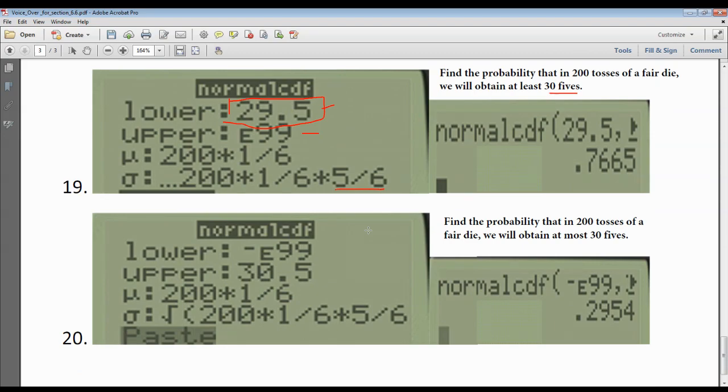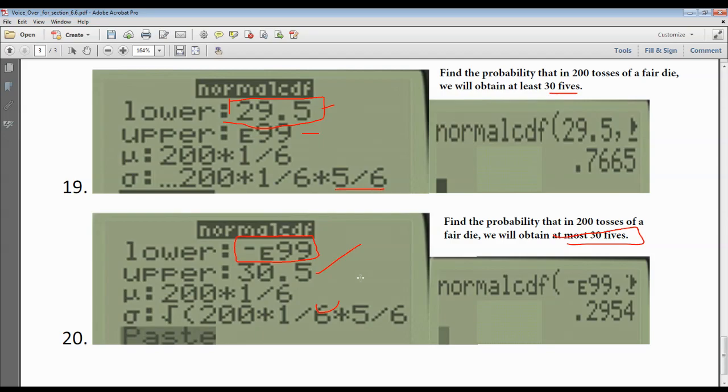And number 20, find a probability. Here again, we're tossing a die, and at most 30. All right, so we're going to stop at 30, so we're going to our left. That's why I have my lower limit here as negative infinity. Now, at most 30 includes 30, so if I'm going to include 30, I got to start at 30.5. If I started at 29.5, I wouldn't include 30. So here again, this whole thing is at most, but yet continuity correction goes to 30.5.